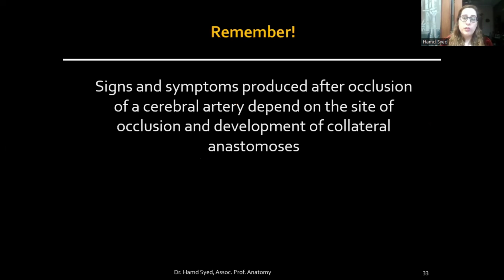So now that we've discussed the basic anatomy of blood supply to the cerebrum, we are now going to be talking about the cerebral artery syndromes. That is the clinical outcome in case of an occlusion of any cerebral artery. So first thing you've got to remember is that the signs and symptoms produced after occlusion of a cerebral artery, of course, depend on the site of the occlusion, and also on the development of any alternate route of supply, that is the collateral anastomosis.